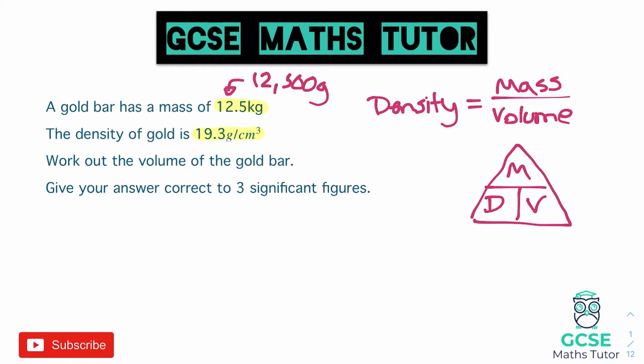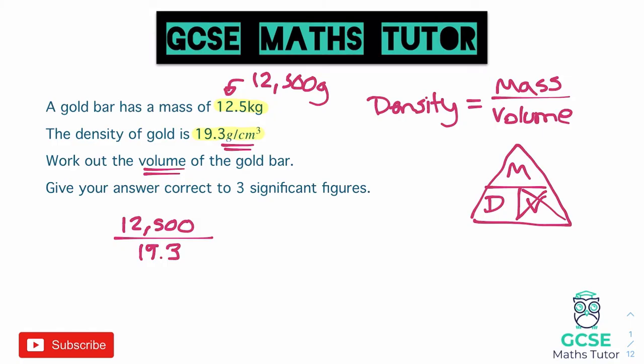So now we actually have everything in the same units. We've got our mass in grams, we've got our density in grams per centimeter cubed. To work out the volume, we can just plug it into our formula and we'll get an answer in centimeter cubed. Looking at our formula, we are trying to work out a volume, so we would cover up the V on our formula triangle, and it tells us that is mass divided by density. So to work out the volume, we're going to do the mass in grams, which would be 12,500, divided by the density, which is 19.3. It's all in the same units, and we're just going to type that into our calculator.